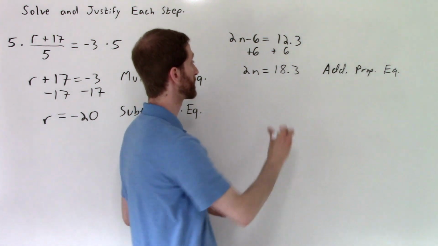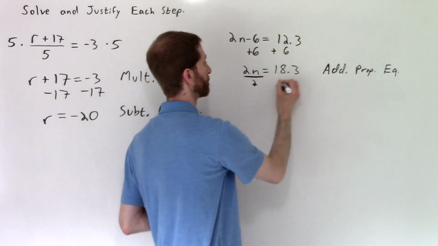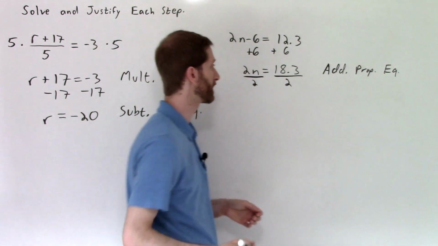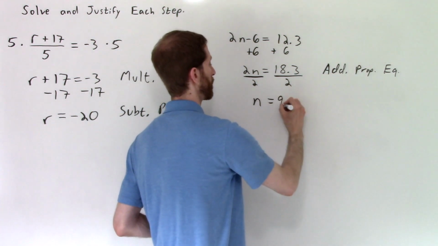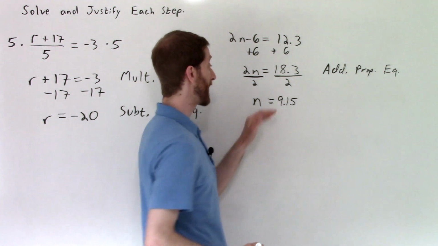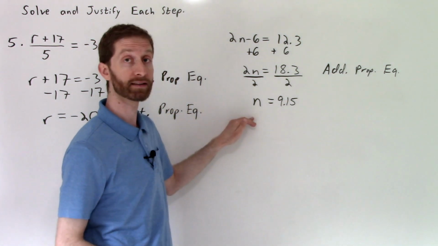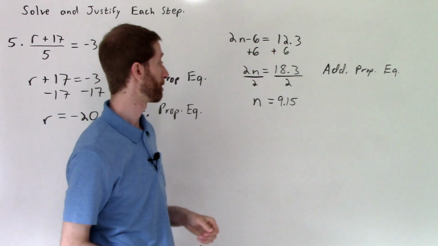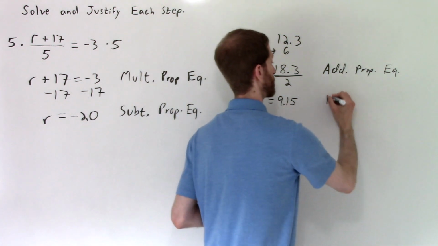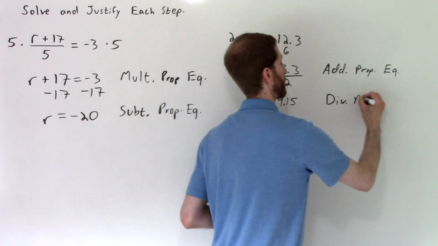Then I'm going to divide both sides by 2 to undo multiplication by 2. And that is going to leave me with 9.15. So n is equal to 9.15. Now, how did I get from 2n to n? I divided both sides by 2 to undo multiplication by 2. That is the division property of equality. So you're seeing, again, a common theme.